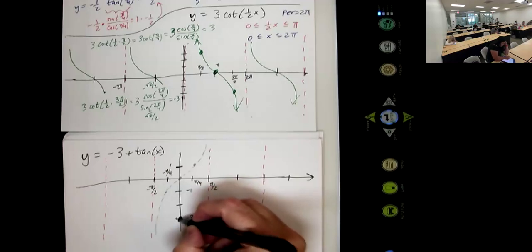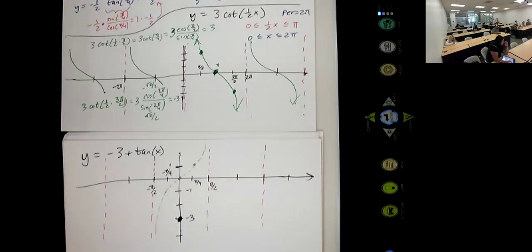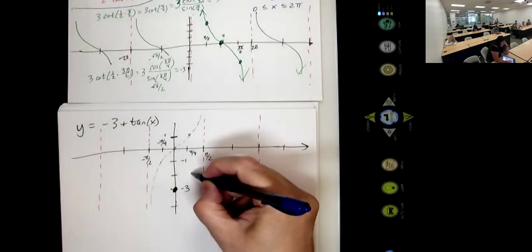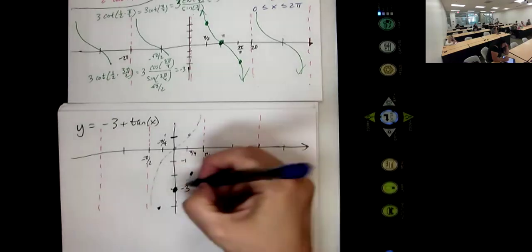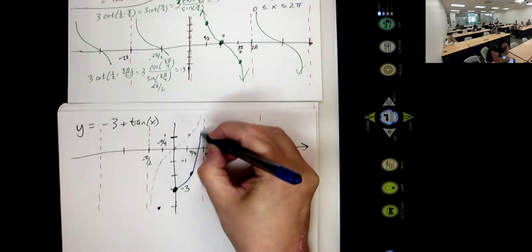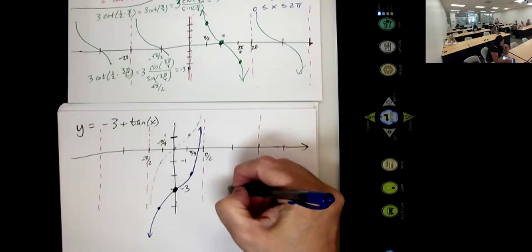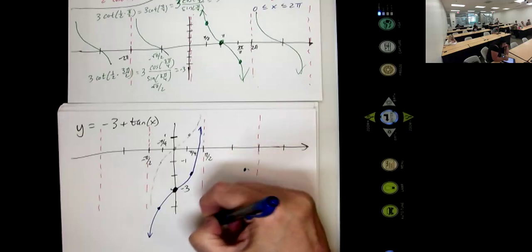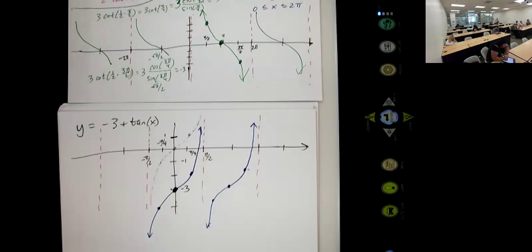That's my 0. And the easiest way to go from there is, we know we're going up 1 on the right and down 1 on the left. And that'll be our tangent, and that'll get repeated. If you've seen a couple of them, you've seen them all.